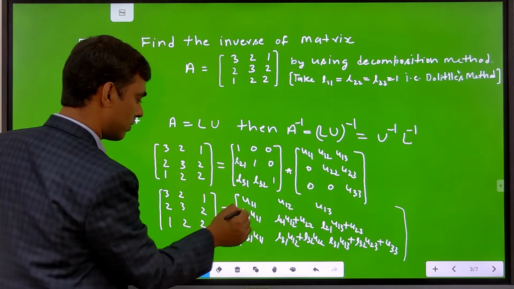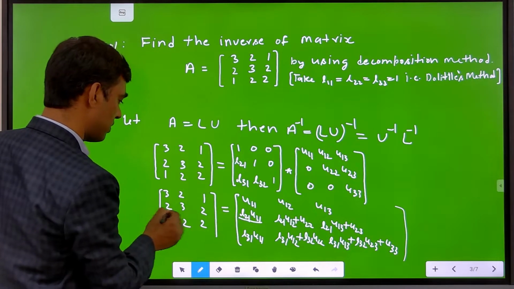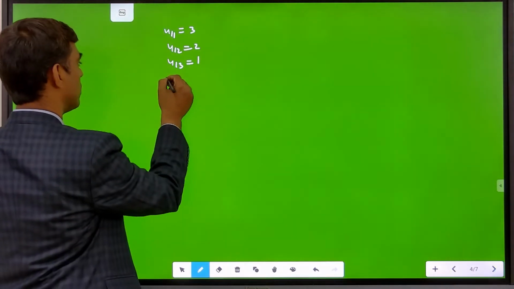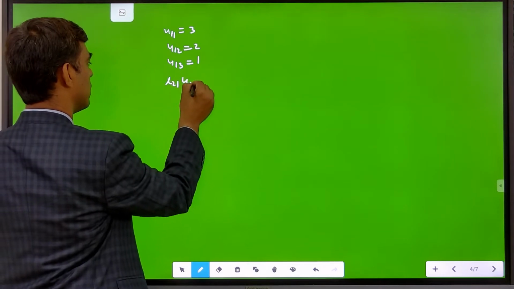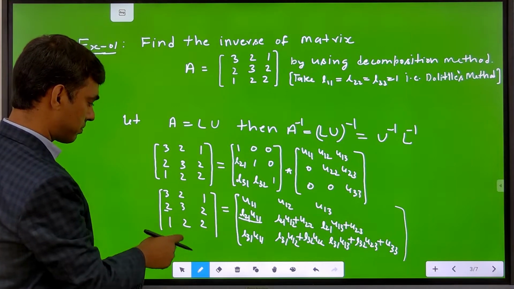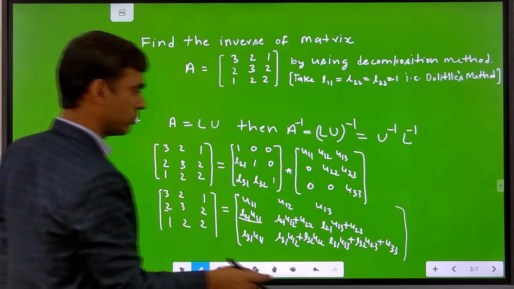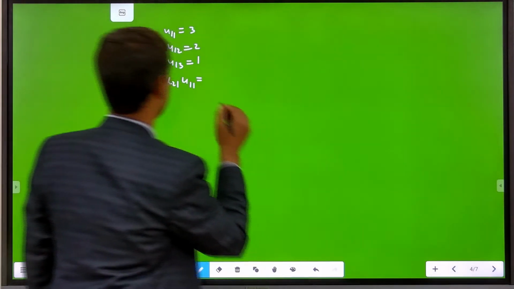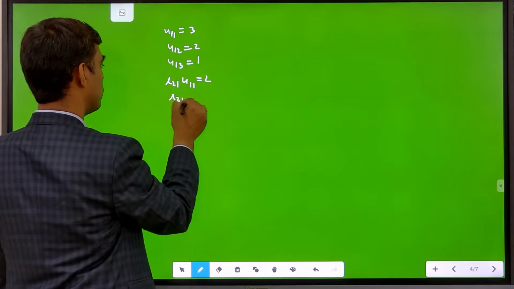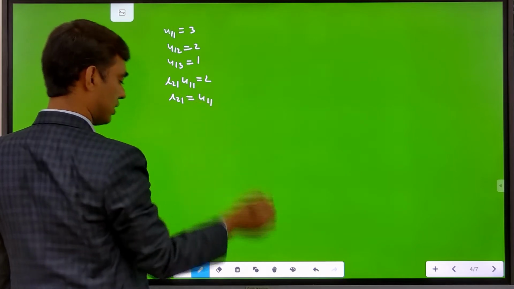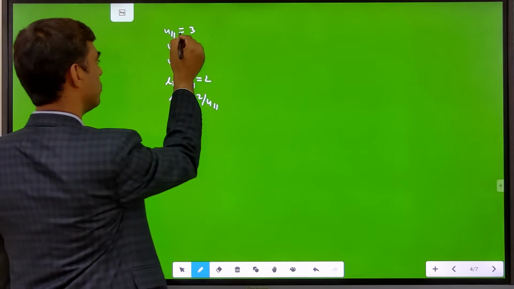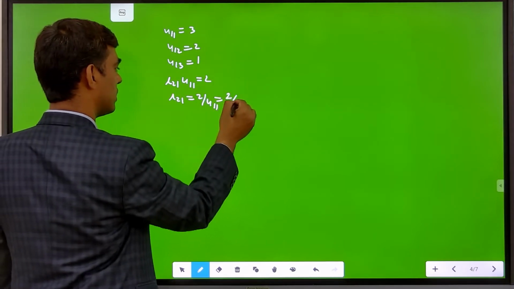So if we compare this element by this one, then what will happen in the next phase? So this becomes L21, U11 equal what? Here, this becomes 2. Then we have the value of U11. Then what is the value of L21? L21 equals 2 by U11, and the value of U11 is 3. So this one is 2 by 3.